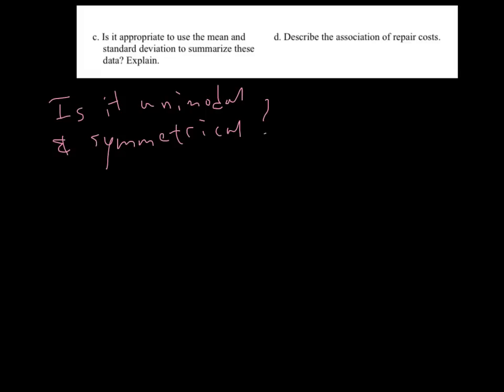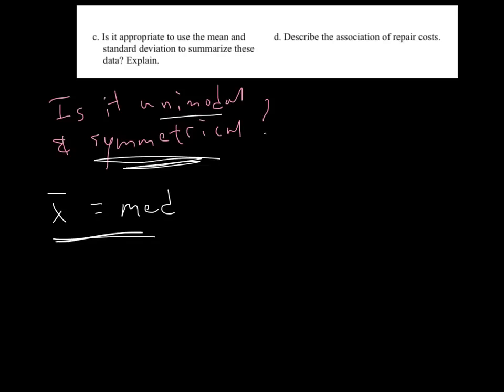Part C, is it appropriate to use the mean and standard deviation to summarize these data? Well, the big question is the data unimodal and, more importantly, symmetrical? Or if you look at your one variable stats, are the sample mean and the median pretty close? If they are, then yeah, go for it. Use the mean. If they're too far off, use the median. This one seems to be a little bit skewed the way that I laid it out, so I would prefer to describe the association of repair costs using the values that I like to use when I'm describing skewed data.